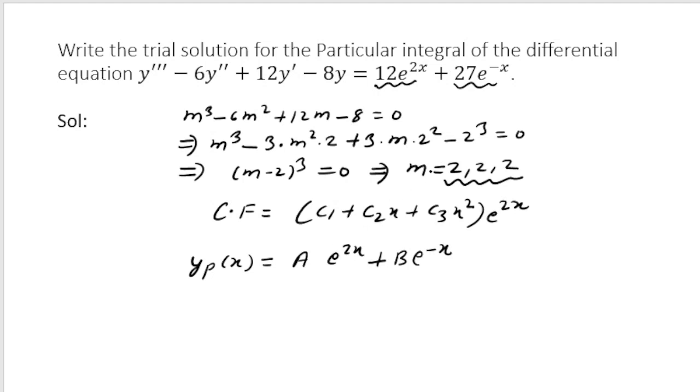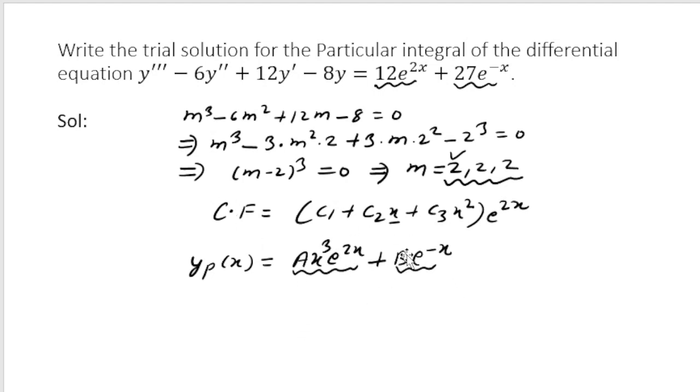But as you note, in the complementary function we have e to the power 2x, and this e to the power 2x is coming because of the root 2, and this 2 is coming 3 times. The multiplicity of the root 2 is 3, so if I multiply it by x, x e to the power 2x is also present. If you multiply it by x square, that is also present. So you can't multiply it by x or x square, you need to multiply it by x cube. So the trial solution will be a x cube e to the power 2x plus b e to the power minus x.